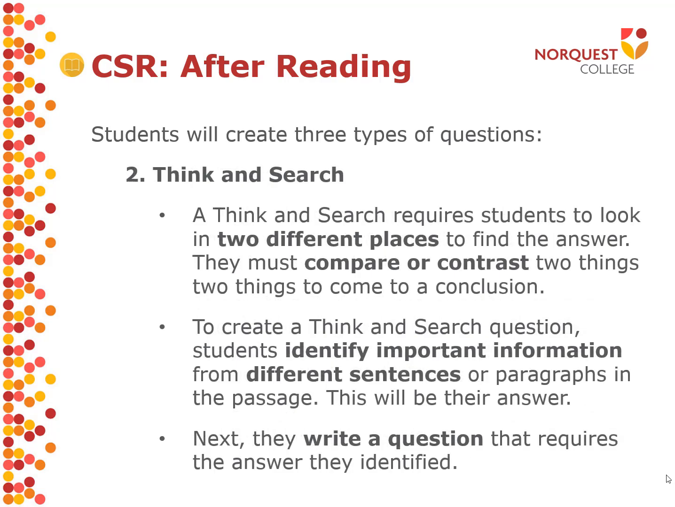A think and search question requires students to look in two different places to find the answer. They must compare or contrast two things to come to a conclusion. To create a think and search question, students identify important information from different sentences or paragraphs in the passage. This will be their answer. Next, they write a question that requires the answer they identified.